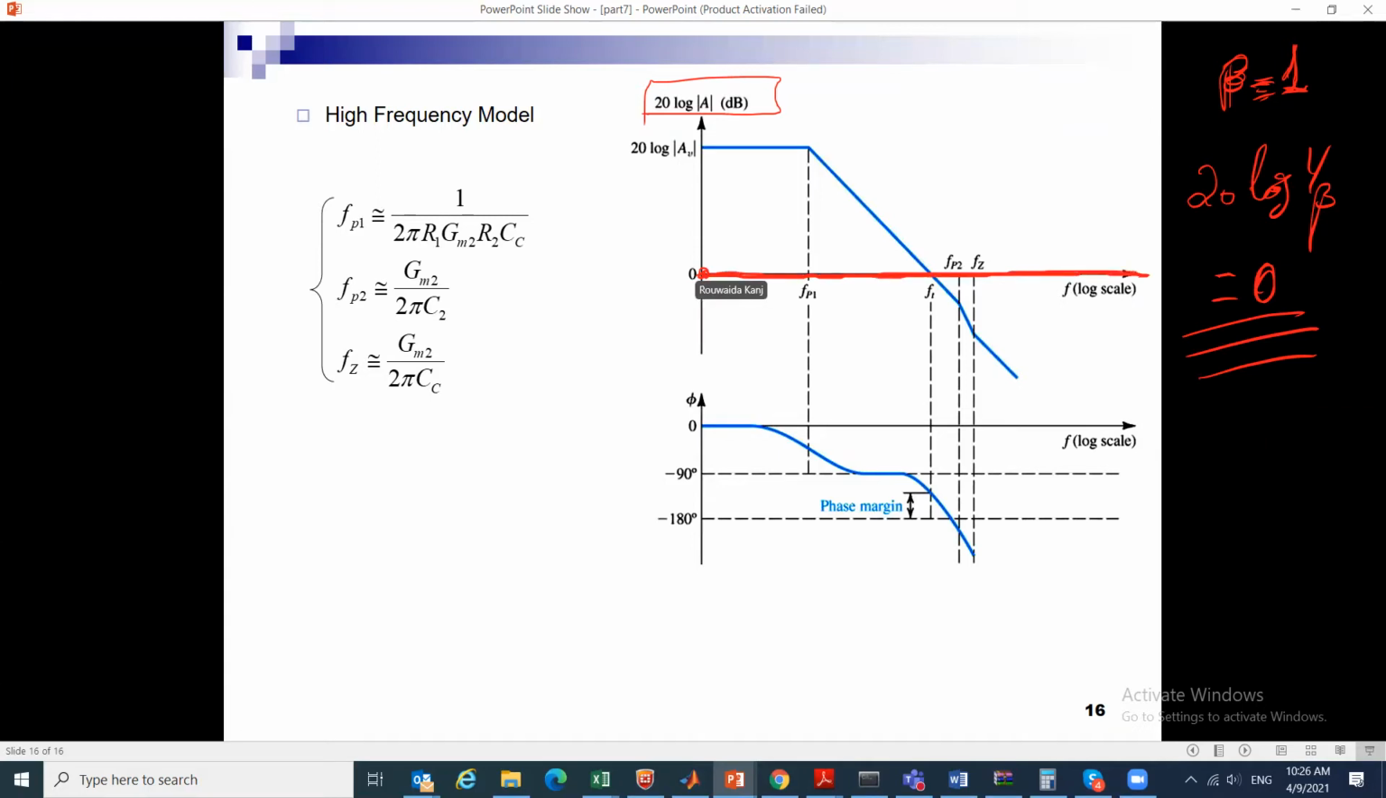Equals 0, right? So the intersection point between the two, omega 1, happens in this specific scenario, in here only, because 20 log 1 over beta equals 0. This is equivalent to when the A transfer function becomes 0 dB, and it is equal to the unity gain frequency in this specific scenario, which is ft.